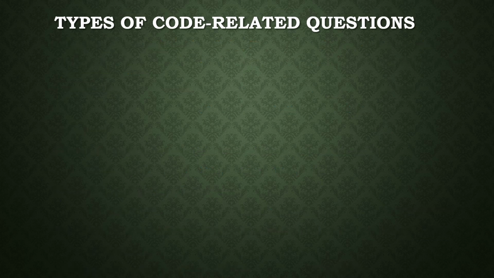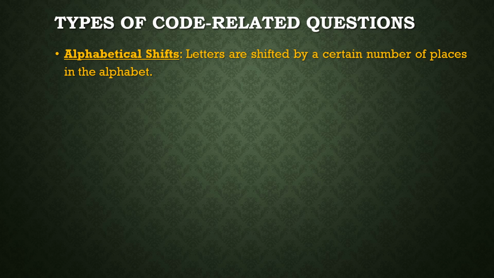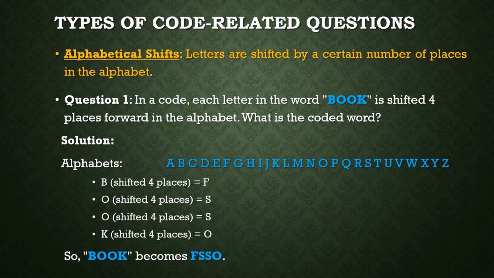Let's further have a look at what other types of questions we may get. So the third type is alphabetical shift, wherein a specific word is given and they ask to perform an operation on top of it to find a new code word. Here in this question we can see book is given and it is asked to shift every single alphabet from book 4 places forward.